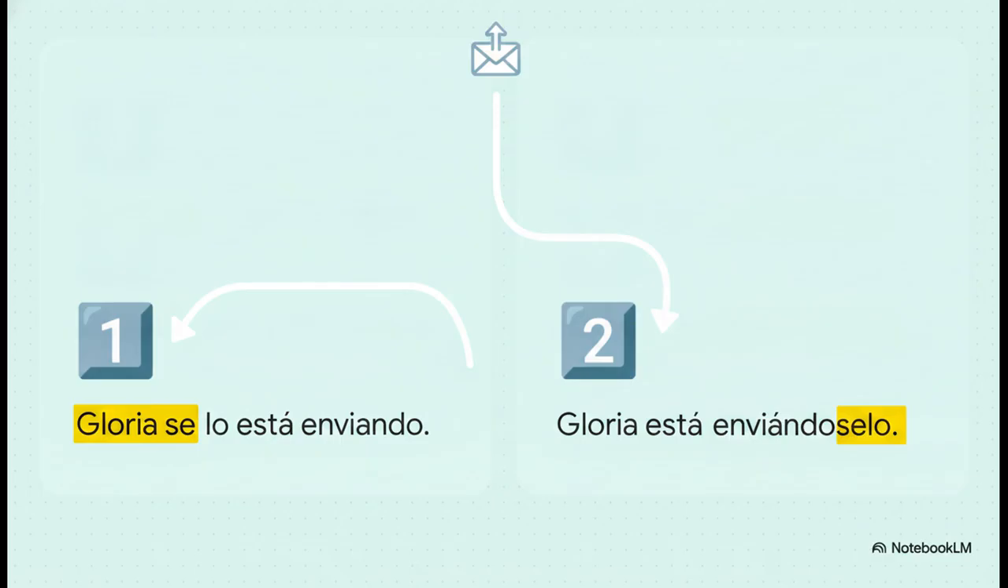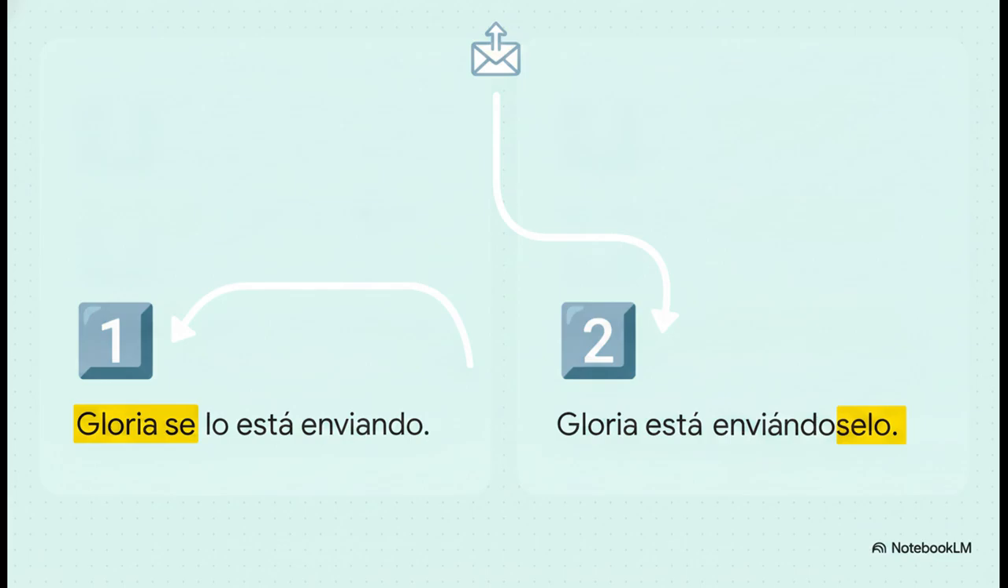Option 1 follows everything we've talked about so far. Put the combined shortcuts right before the conjugated verb. Gloria se lo está enviando. Remember, le lo became se lo. But check out option 2. You can actually attach that entire se lo shortcut right to the very end of the gerund. It creates this punchy single-word finish. Gloria está enviándoselo. Both are totally valid, they mean the exact same thing, and they really showcase just how beautifully flexible Spanish can be.